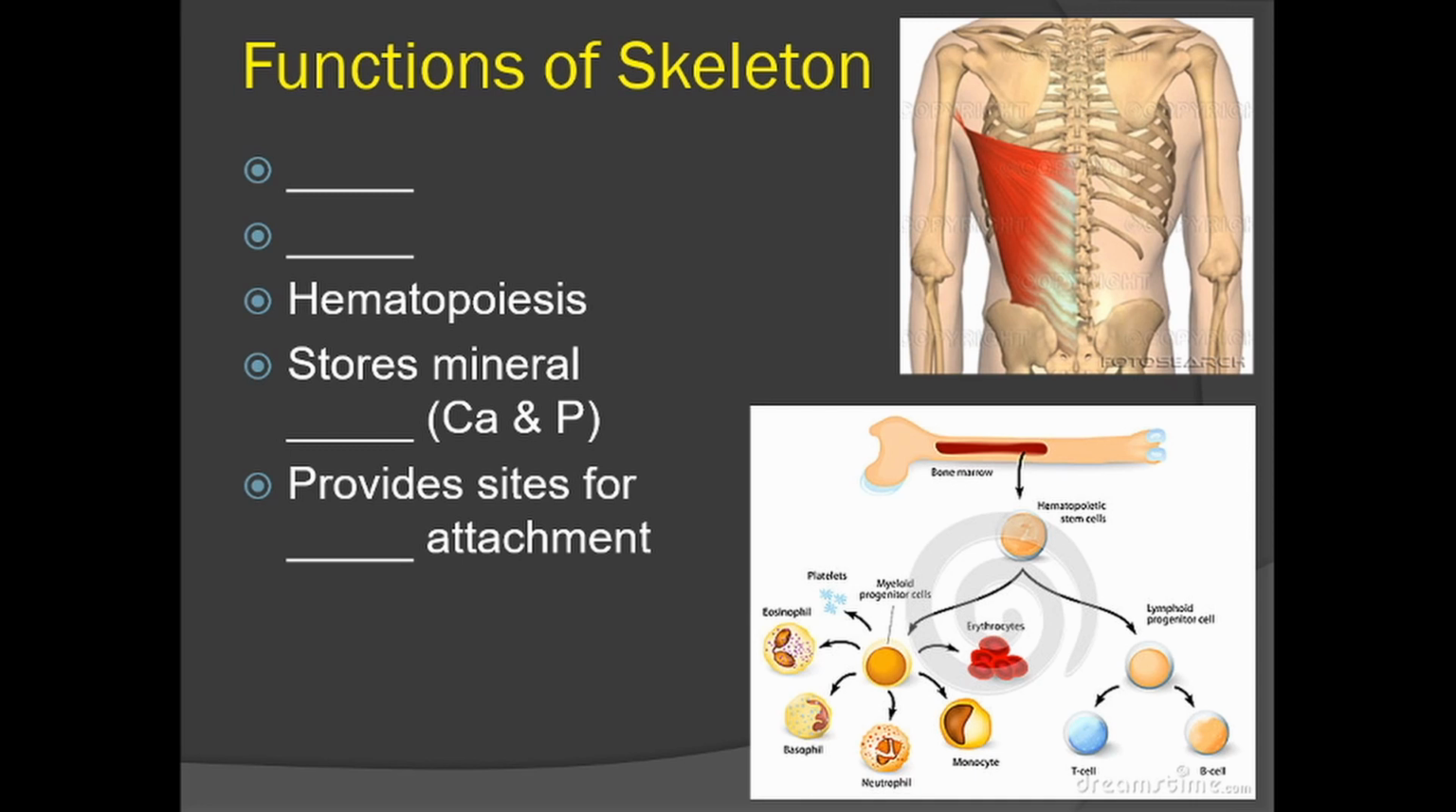Fourth, the skeleton stores mineral salts, primarily calcium and phosphorus salts. So those 2 elements, we consume them in the foods that we eat, and the foods get broken down into their constituent parts, and the calcium and phosphorus then gets deposited from the bloodstream into the bones of the skeleton. The bones then become a repository for these mineral salts that we will then use later for nerve conduction, muscle contraction, and the building of the nucleic acids, for example. And so the bones become a storage place or a warehouse for these mineral salts.